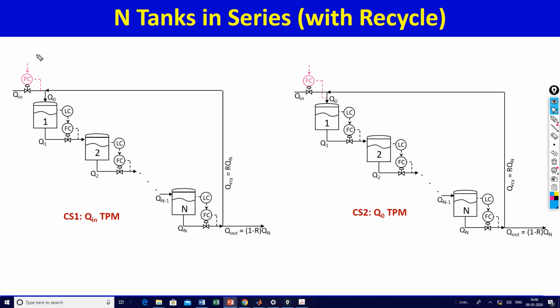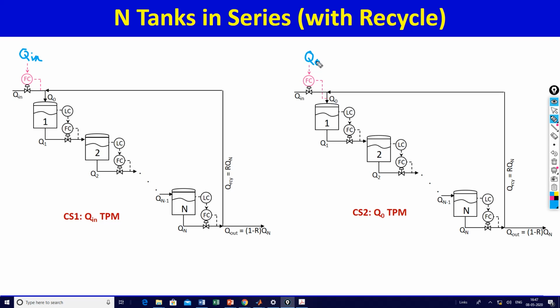Yeah, so in the first option, in CS1, you are setting Q in, operator is setting Q in. In CS2, operator is setting Q0. The set point that he is setting is Q0, and Q0 is the flow to the first tank, total flow to the first tank, Q in plus recycle.